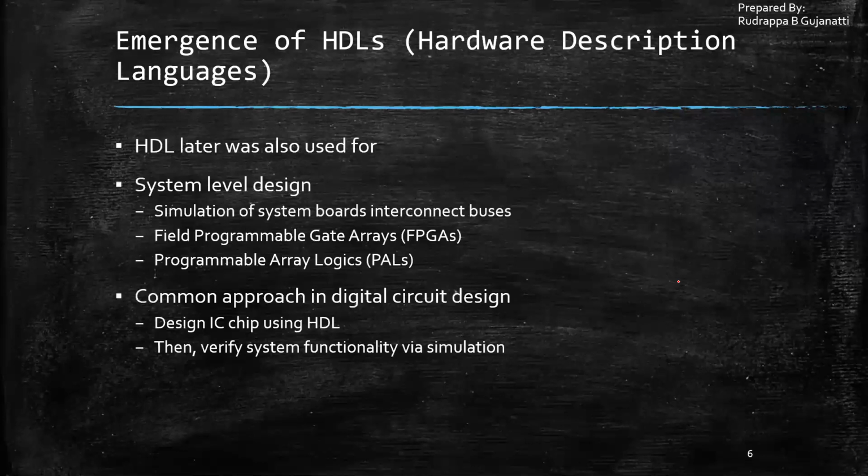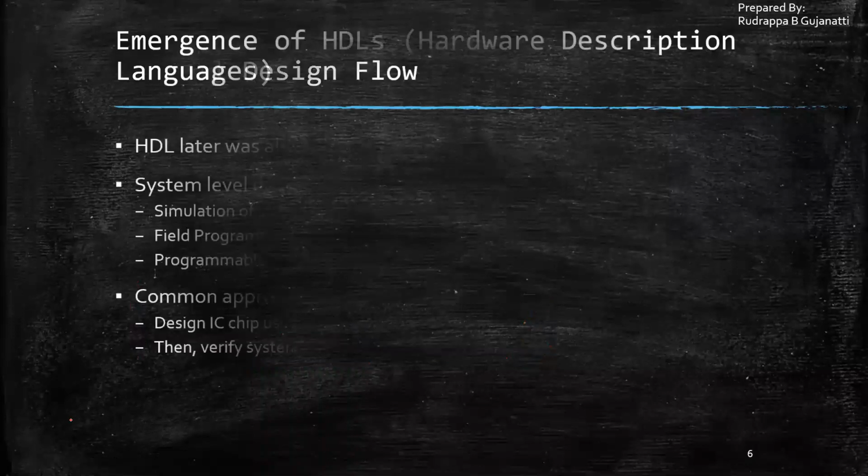That is how it came around, and the final thing we come across is that we design the IC chip using HDL, and then we verify its functionality via simulation. And if some changes have to be done, again we go back, do the changes, and get back to this process of simulation and testing the functionality. So this is what we have done. Let us wind up here.